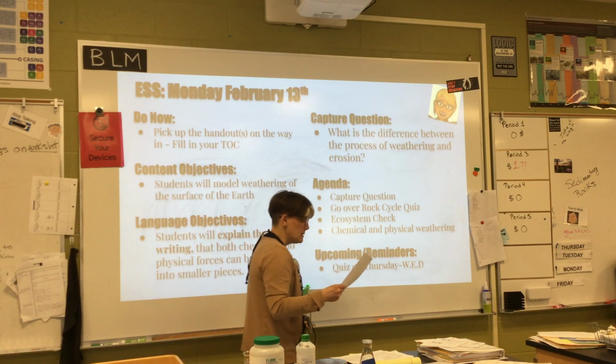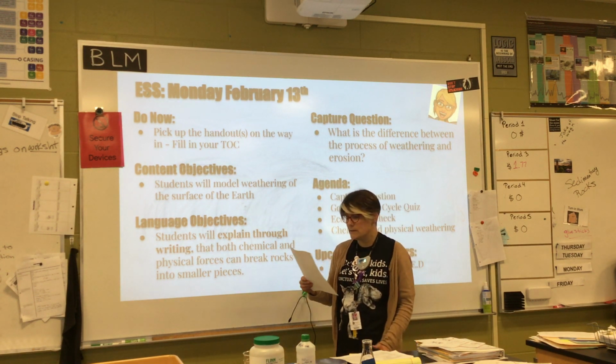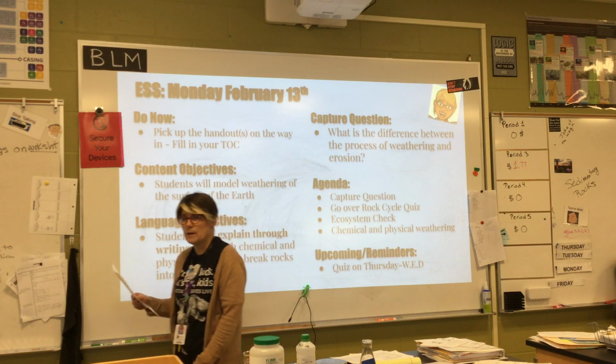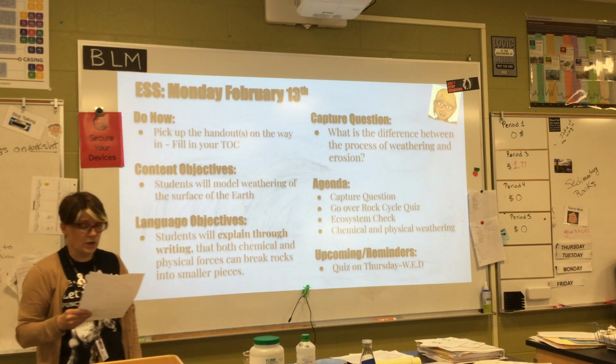Let's look at number 6. This is a process, right? Not a rock, not an outcome. It's a process that creates a metamorphic rock. If I want to make a metamorphic rock, what do I have to do? Yeah, extreme heat and pressure.